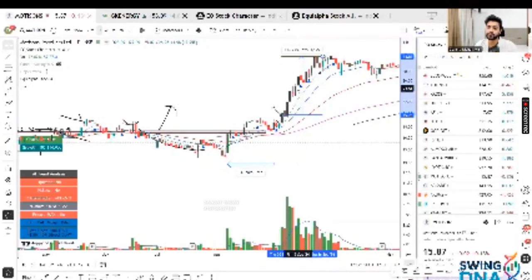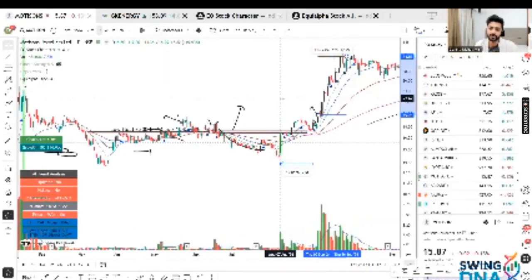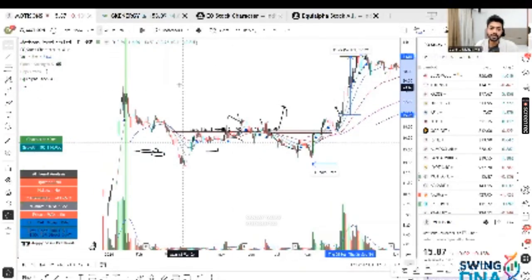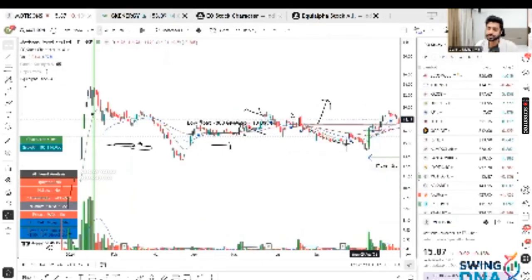20, 30, 40, 50%, and they move very quick, 8, 10, 15 sessions only. This is another observation, that when they work, they work real quick. They give good moves also. Initial 15 days are a tough period to actually trade in it because of the extreme price action.